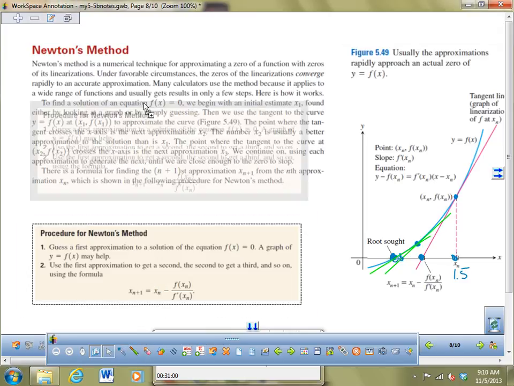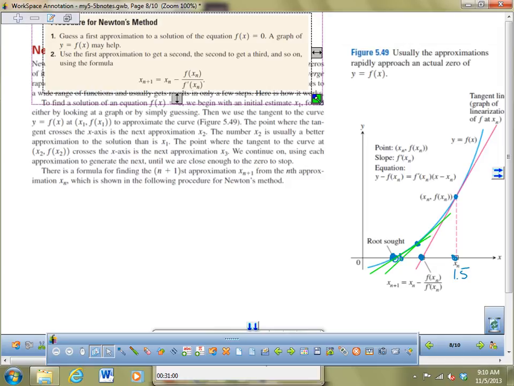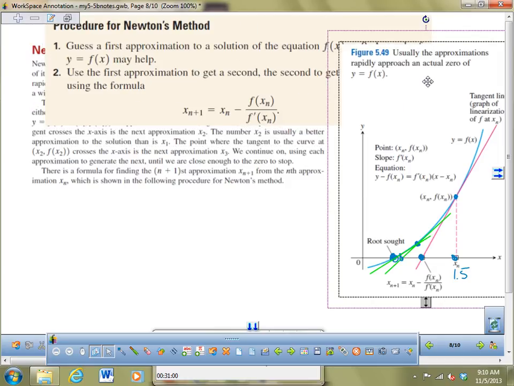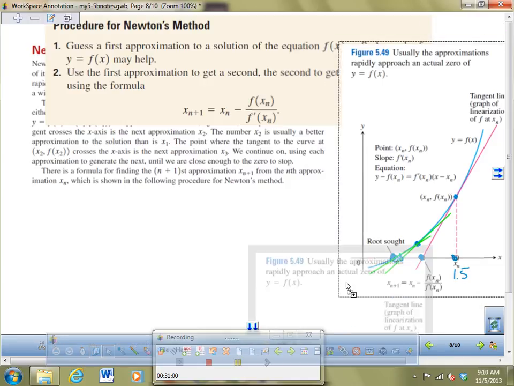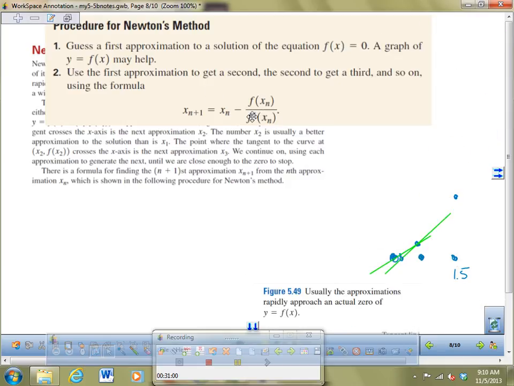I tried to figure out where this formula comes from, as I was tired last night. This formula just comes from the equation of the tangent line when y equals 0. And then you solve that for x, you solve it for the next x value. So you don't have to know where it comes from, you just have to know how to use it.